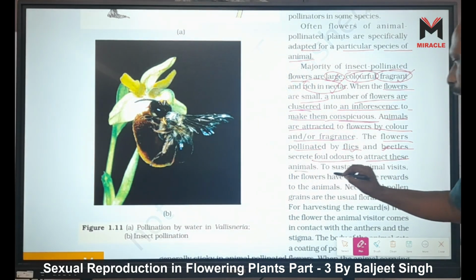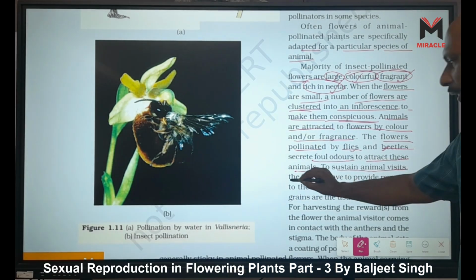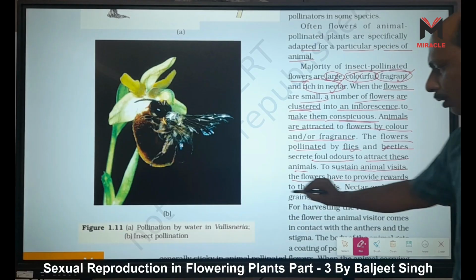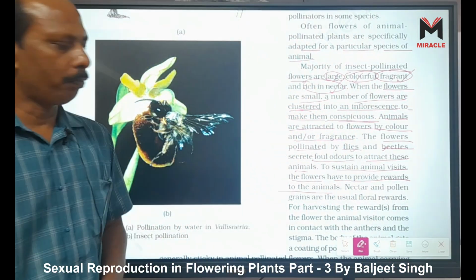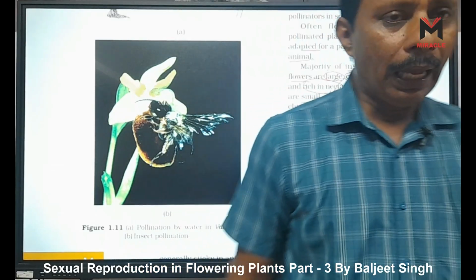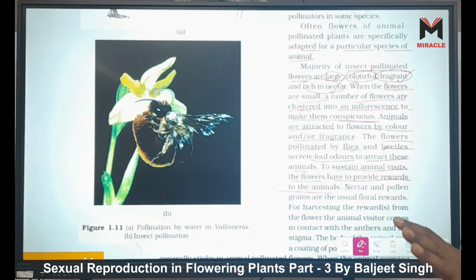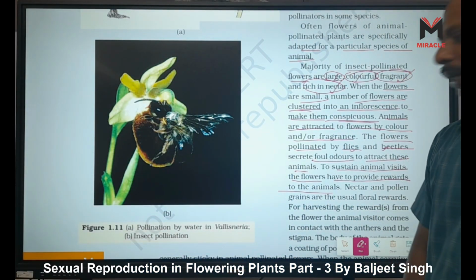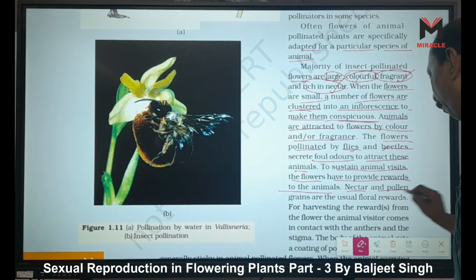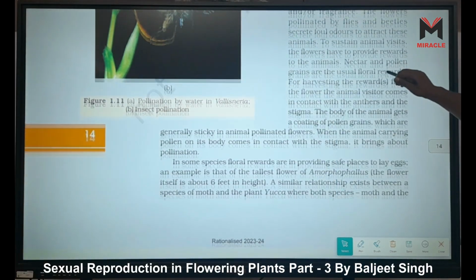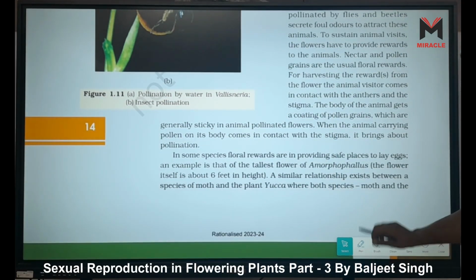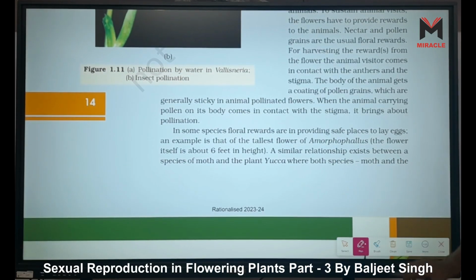To attract these animals and to sustain them, the flower has to provide rewards. They also provide them rewards, right? That is called floral rewards. And these rewards are nectar and pollen grain. So nectar and pollen grain are the main rewards. Nectar and pollen grain are the usual floral rewards, right? Some other facility they also provide them. As for example, here it is given.